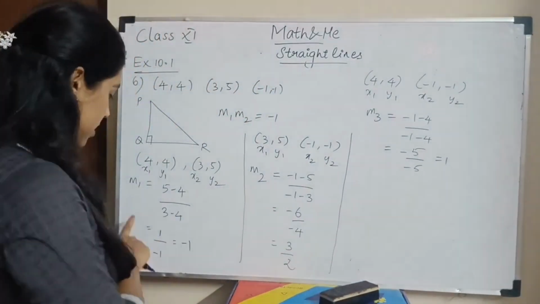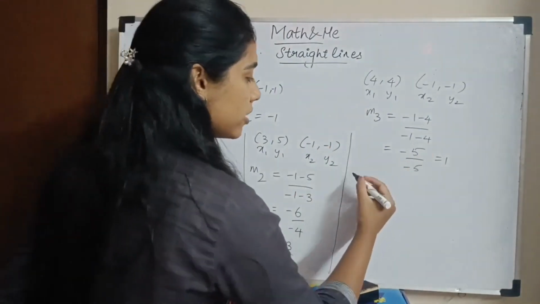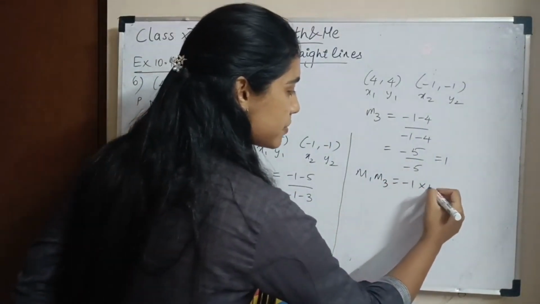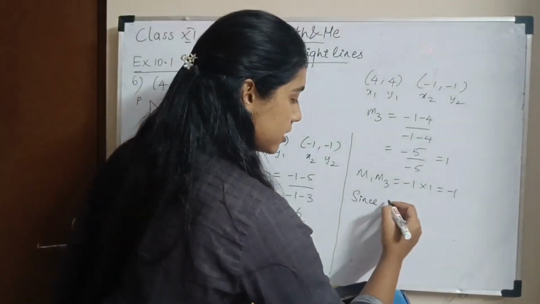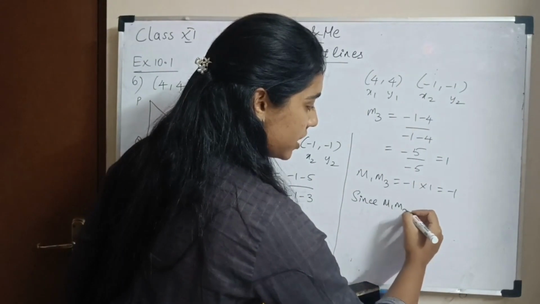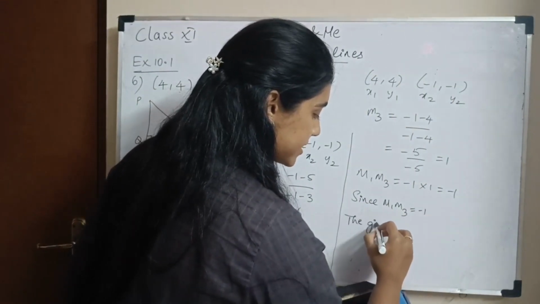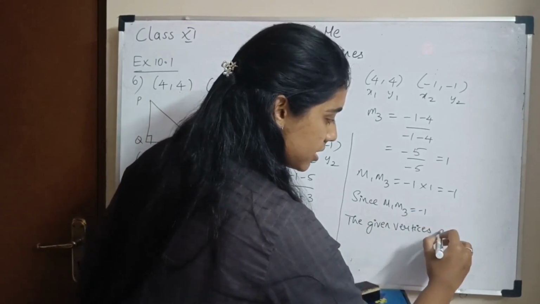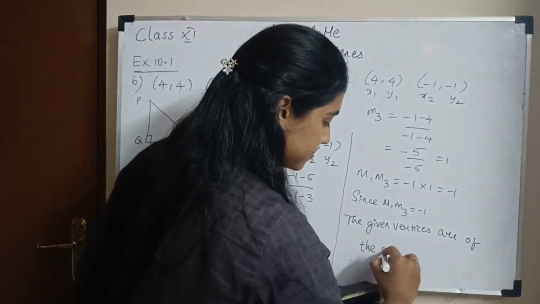So what do you see? m1 is -1 and m3 is 1. So the product of m1 and m3 equals -1 times 1, which is equal to -1. So you write, since m1 times m3 equals -1, the given vertices are of the right triangle.